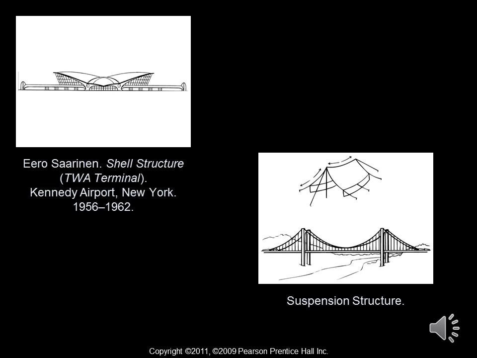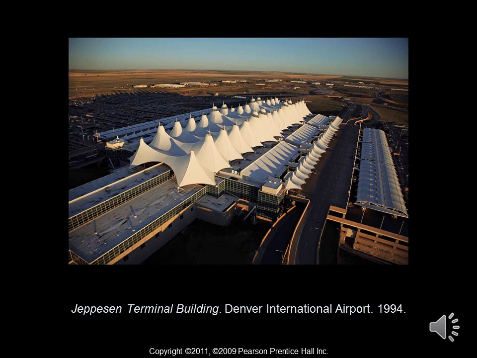The architect Eero Saarinen also was the architect who worked in collaboration on the Gateway Arch in St. Louis. In the lower right-hand corner, we have an example of a suspension structure that's commonly used on bridges and in some architectural designs. This is the Jeppesen Terminal Building at the Denver International Airport in Colorado. It was built in 1994.